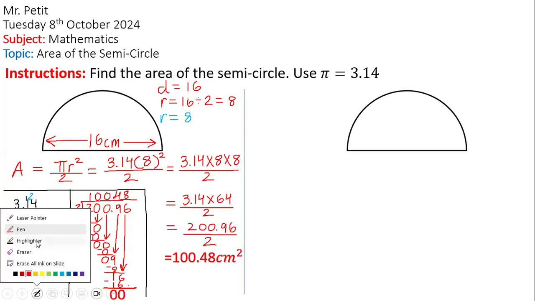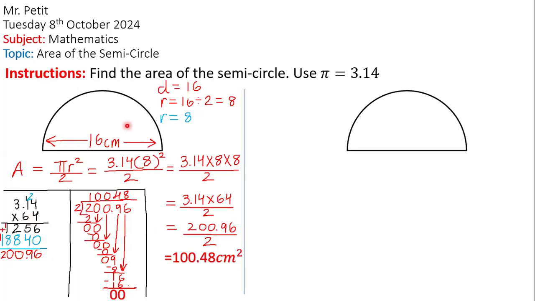So quick recap. What did we do? We defined the area of the semicircle. The area is the space inside of the circle. And so we say, okay, let's first find the diameter. The diameter is 16. What's the radius? The radius is half of the diameter. So that's 16 divided by 2, which is 8. So R is 8.